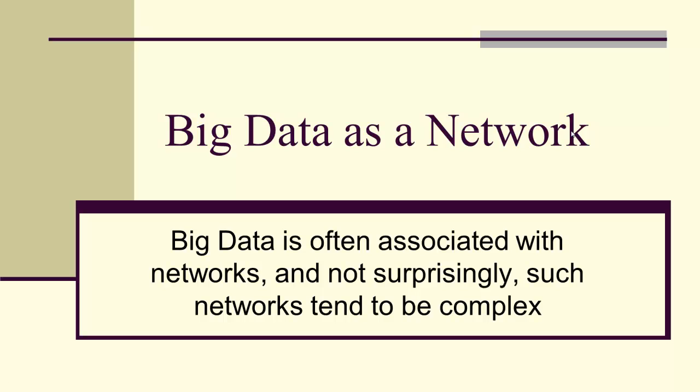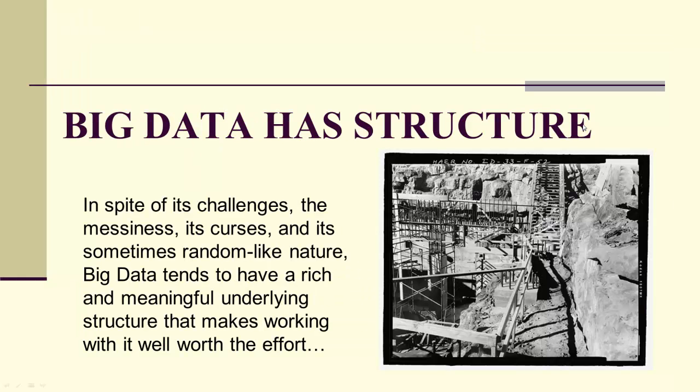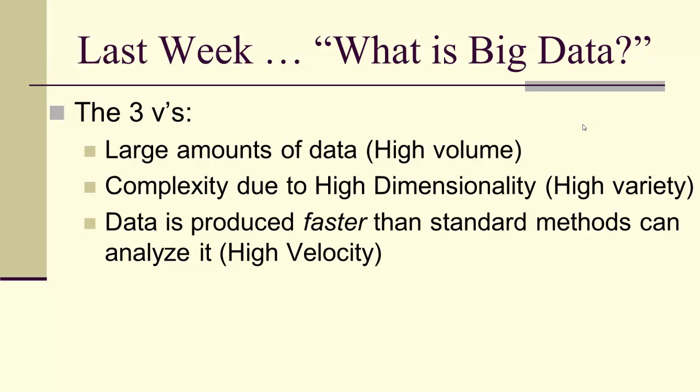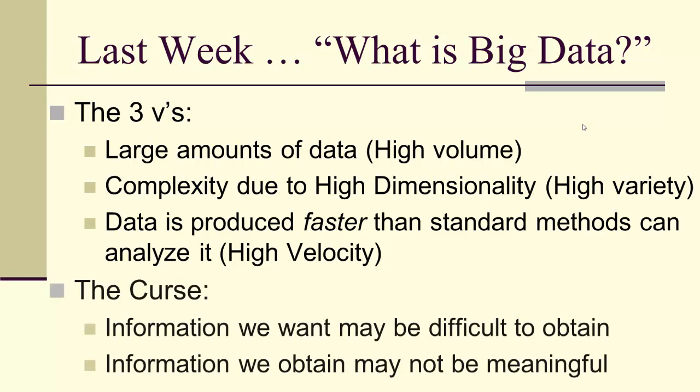Big data is often associated with networks, and such networks tend to be complex. Although big data is massive and messy, it does have a structure. Now, last week we looked at the question, what is big data? We saw the 3 V's, high volume, high variety, and high velocity. We also saw that big data is cursed.